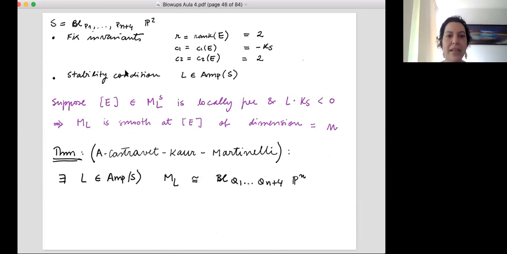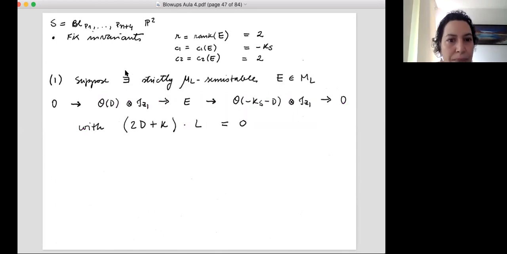And the theorem is that when I take my ample class in a very suitable way, then this moduli space is precisely the blow up of P^n at n plus 4 points. And so for the rest of my lecture today, what I will explain is a sketch of the proof of this theorem. Okay, so this is what we are going to prove next.